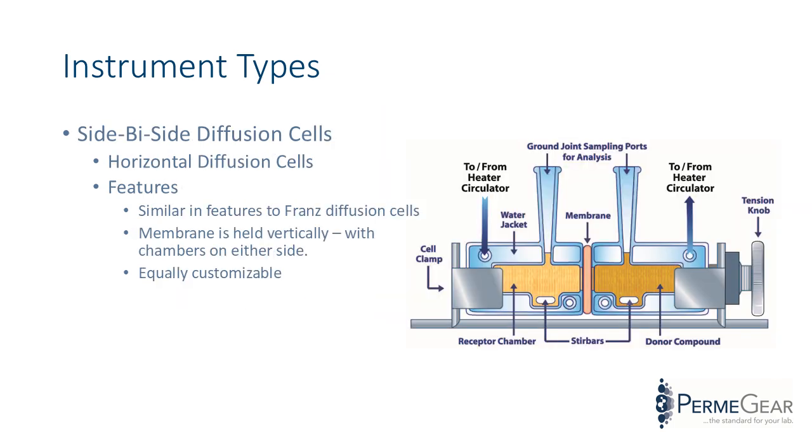Generally, the horizontal diffusion cells are very similar in construction to the vertical diffusion cells. They feature many of the same options. The key differences are orientation, with the membrane held vertically rather than horizontally, and with the donor chamber. Typically, the donor chamber is the same volume as the receptor chamber. Both chambers have stir bars present to add circulation. Additionally, both chambers have sampling ports which can be used for filling the cells and withdrawing samples.